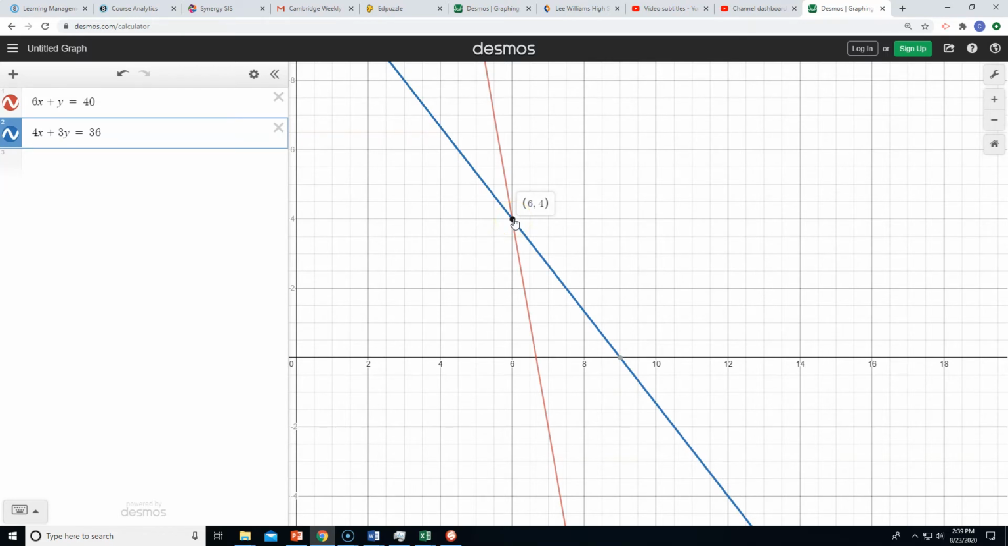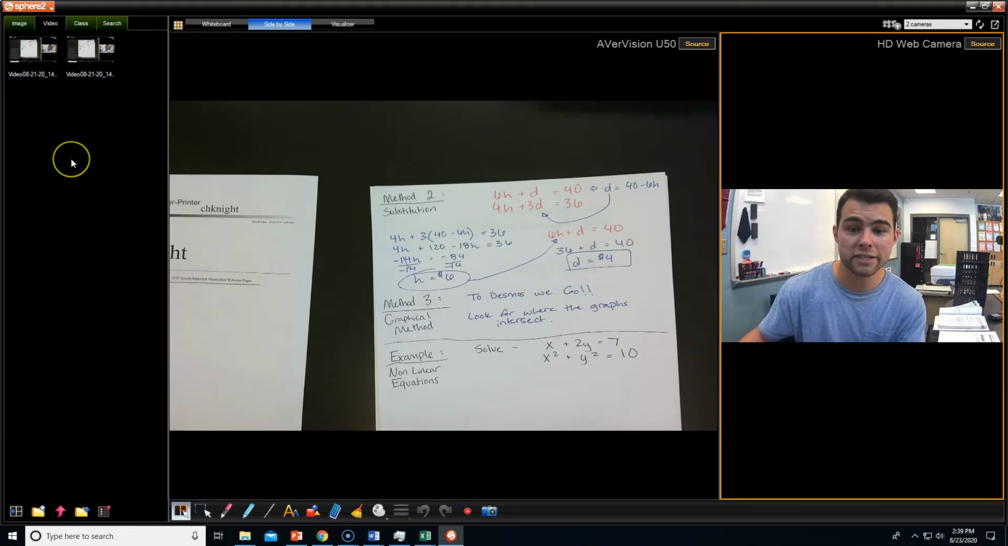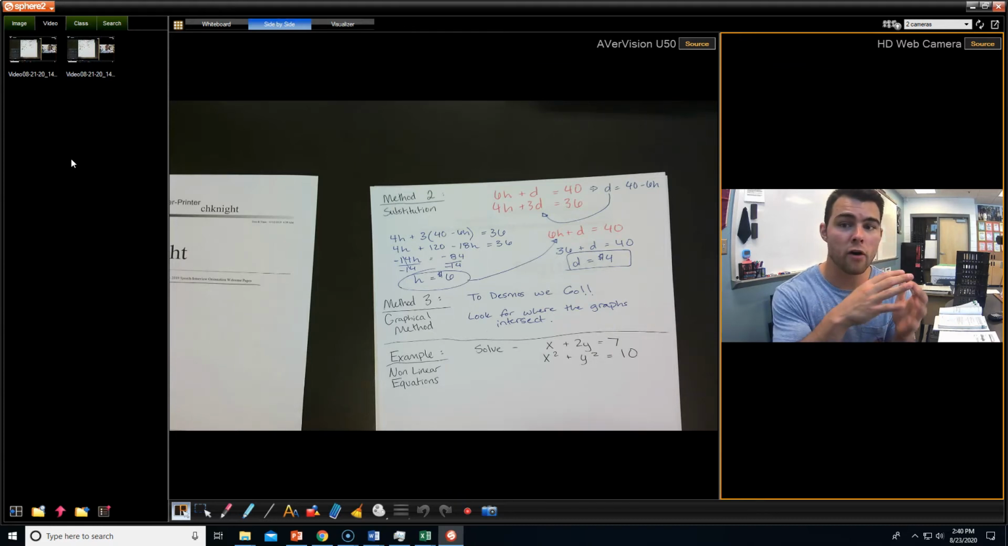The reason I'm showing you on Desmos is because if you tried to do this by hand, you could do it. It's just a pain in the butt, okay, if I'm being honest. So use Desmos if you can, but I really like the other two methods the most, but I wanted to show you how all three can work together, okay?